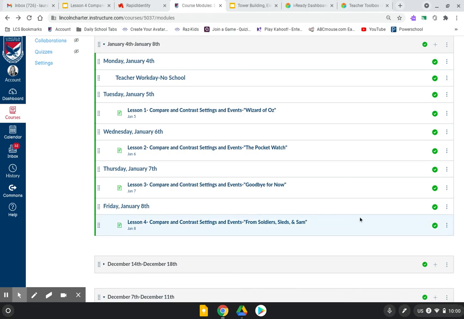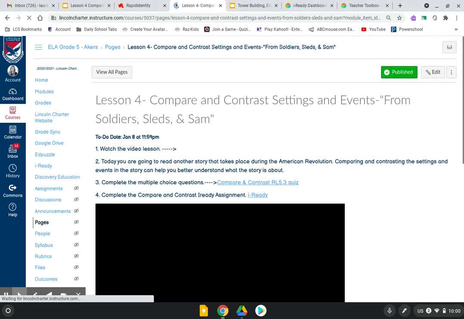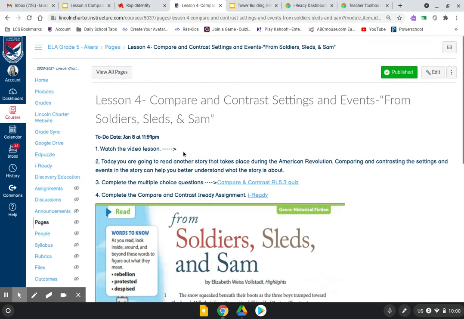Today's lesson is on compare and contrast settings and events from Soldiers, Sleds, and Sam. This is another historical fiction piece. Once you open up the assignment, you will see I will have the recorded lesson posted here, and then I'm going to read aloud the story and explain parts of it for better understanding.